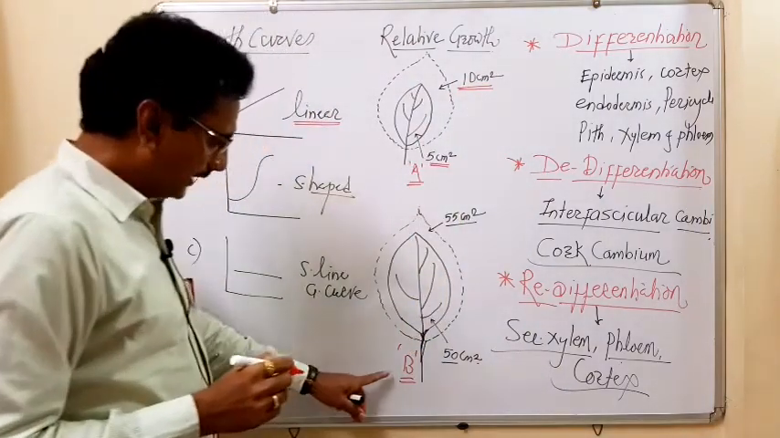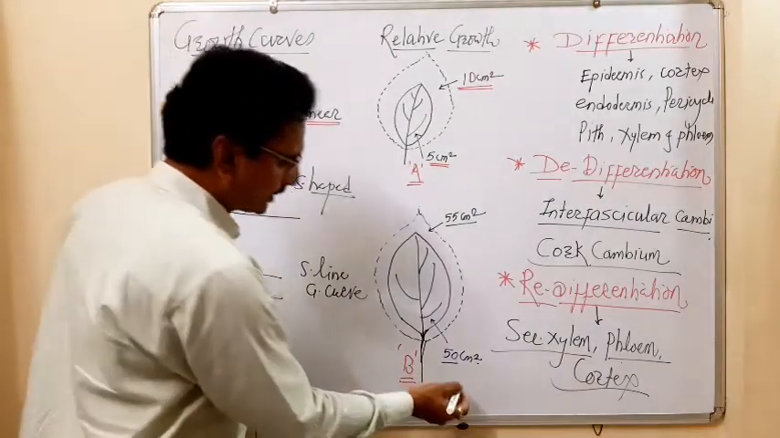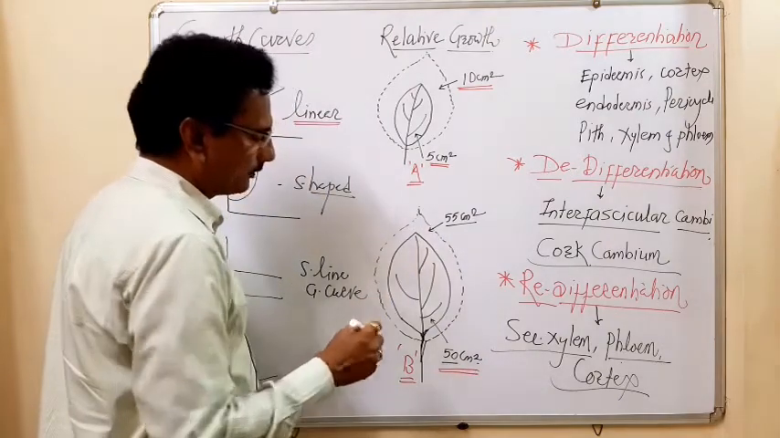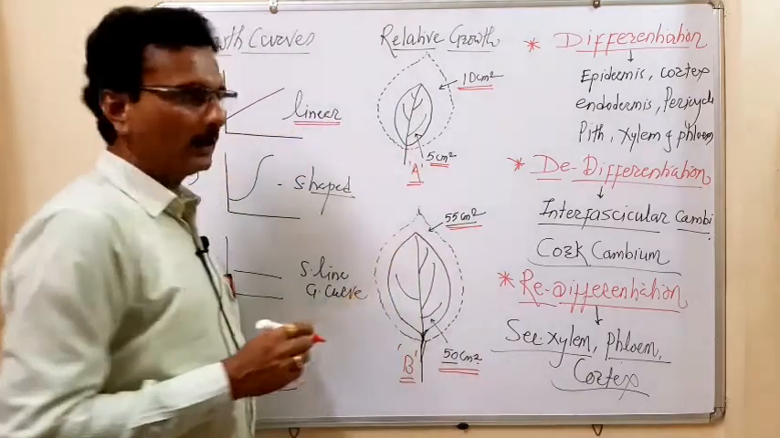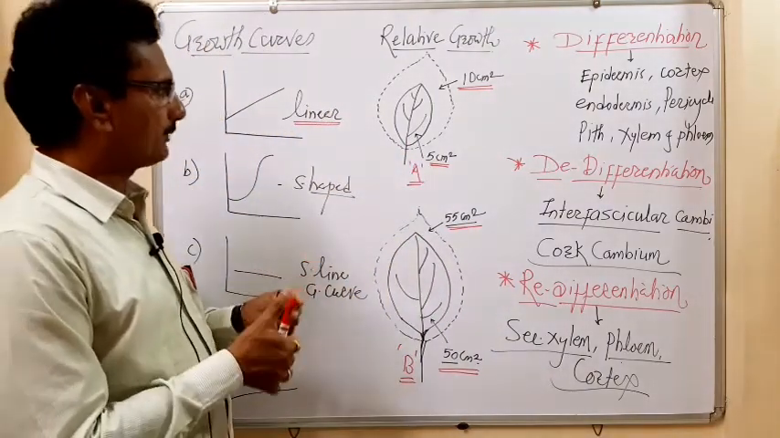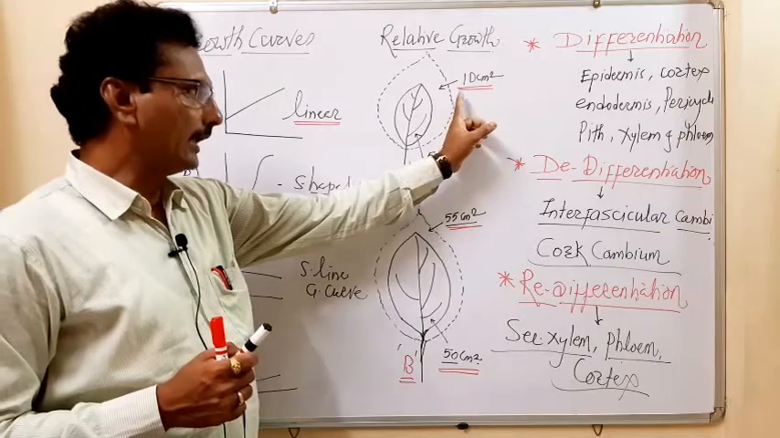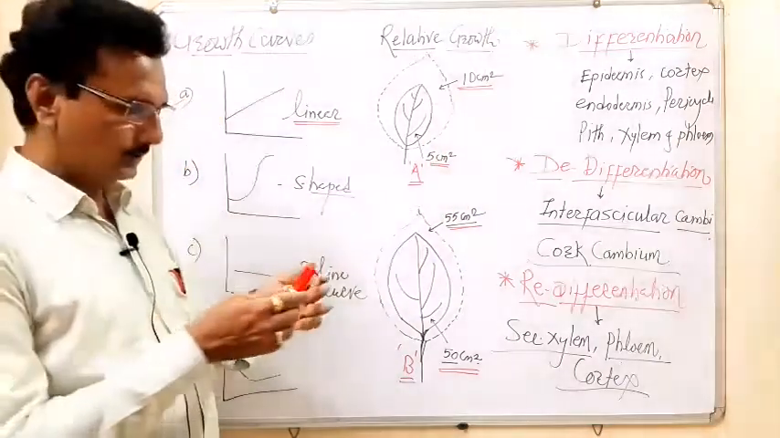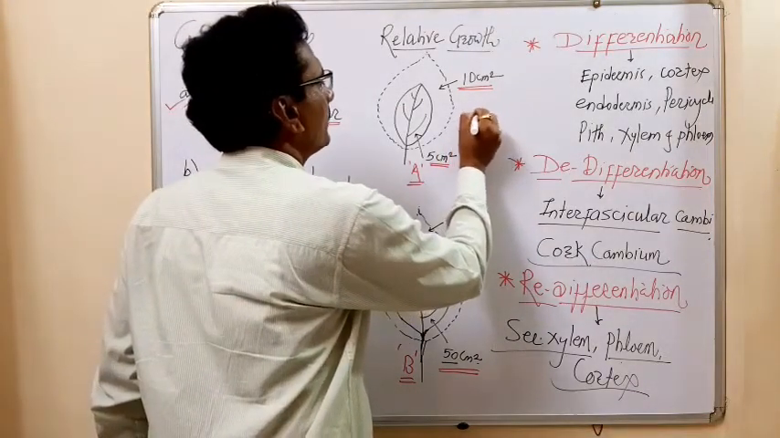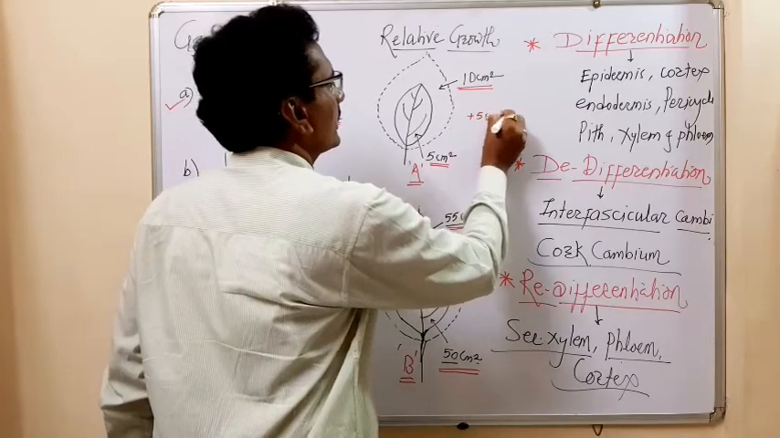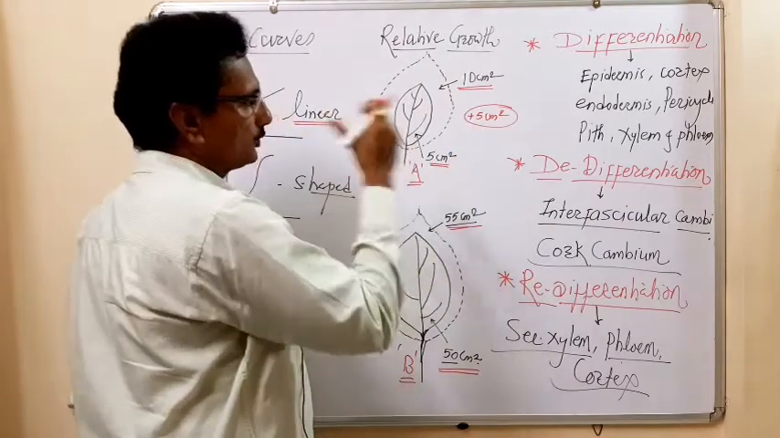In leaf B, the second system, the initial growth is 50 centimeter square, and the final growth is 55 centimeter square. So in both systems, what we observe is an increase in area of 5 centimeter square. So how much growth is seen? The growth seen is plus 5 centimeter square. Here in system A, there is an increase of 5 centimeter square.